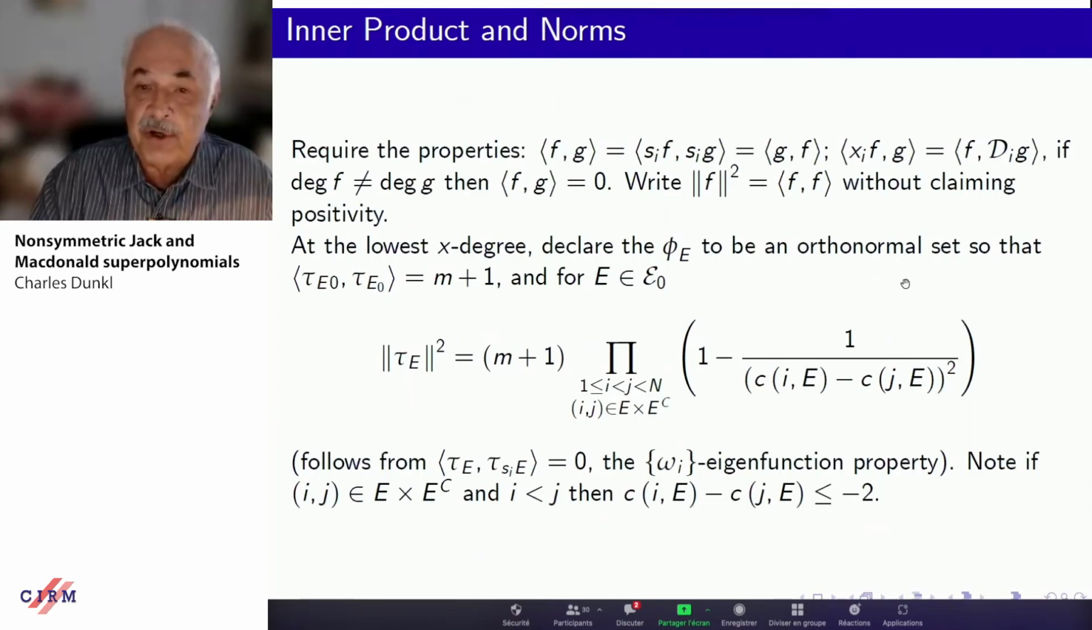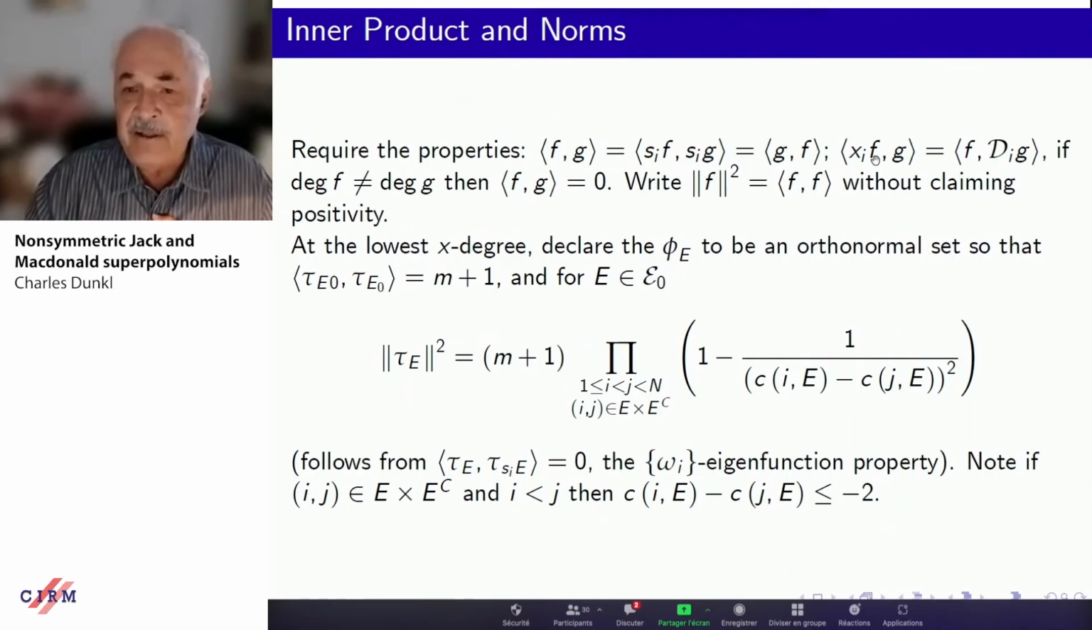We would like an inner product on these polynomials. It should be invariant under permutation. And this is the contravariant property, x_i f: if you move it to the other side, you differentiate. So this takes care of shifting degrees. And we declare that different degree homogeneous polynomials are orthogonal. And you'll write the norm squared of f as ⟨f, f⟩. It doesn't say it's a positive inner product in general.